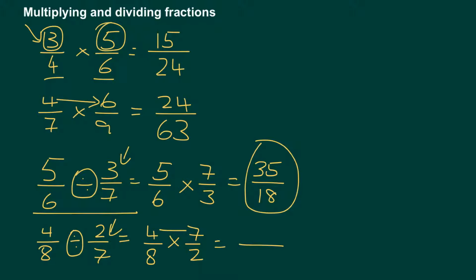So we multiply the numerators together, which gives us 4 times 7, which is 28. And we have 8 times 2 for the denominators, which gives us 16. So again, our original sum was 4 over 8 divided by 2 over 7, which led to an answer of 28 over 16. So this is how we multiply and divide fractions. So again, I didn't go through any of the simplification process. We'll be covering that in the next chapter.